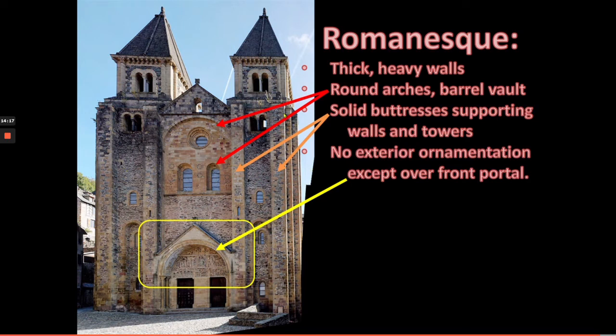In addition to this, we have what we call solid buttresses. This is an example of the stone extending outward from the wall to serve as a kind of brace to hold up those walls and towers. Another characteristic I want us to remember is that there is virtually no exterior ornamentation except for this really elaborate ornamentation that is over the front portal.